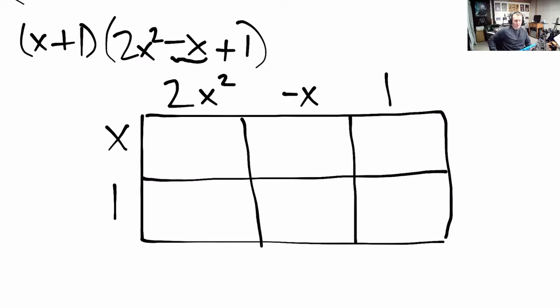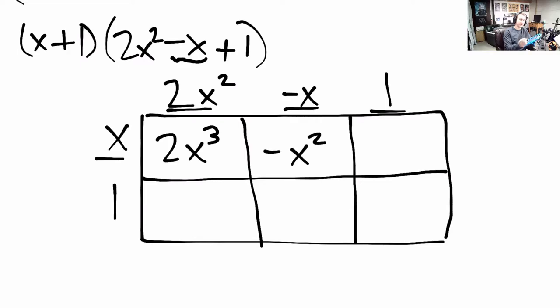Okay, so the remainder of this process is really quite simple. You go from tile to tile, multiplying every row element by its column element. So we're going to take the x, and we're going to multiply it by 2x squared, which is 2x cubed. Then we'll take the x and multiply it by the negative x, which is negative x squared. Then the x is multiplied by the 1, which is x.